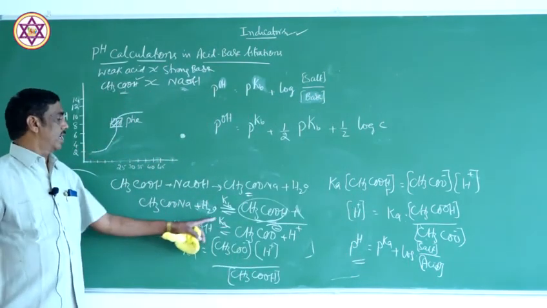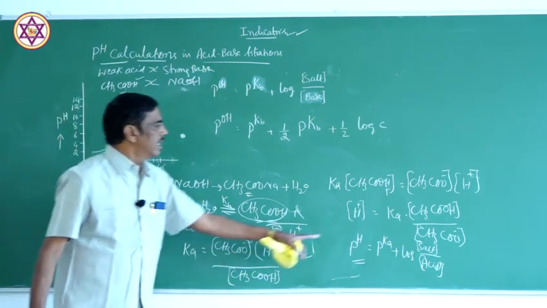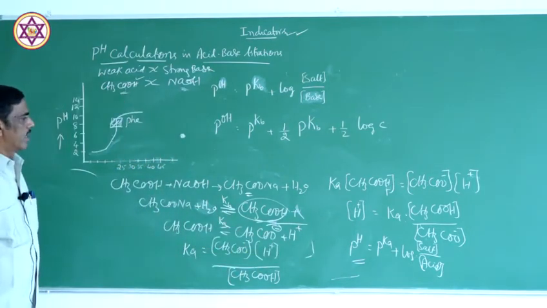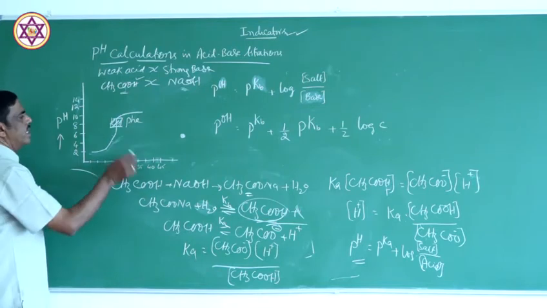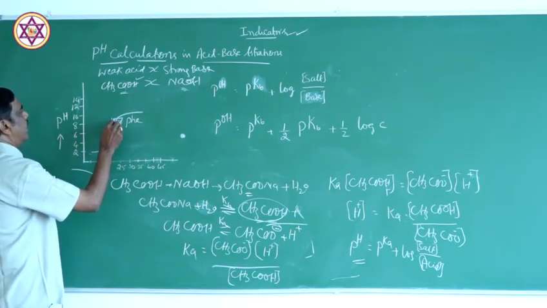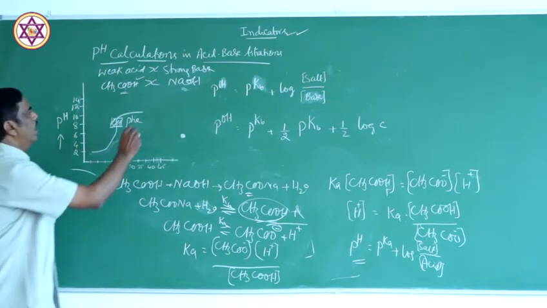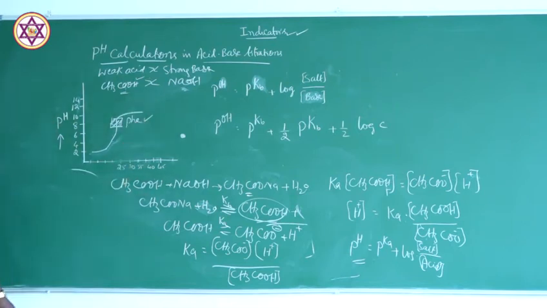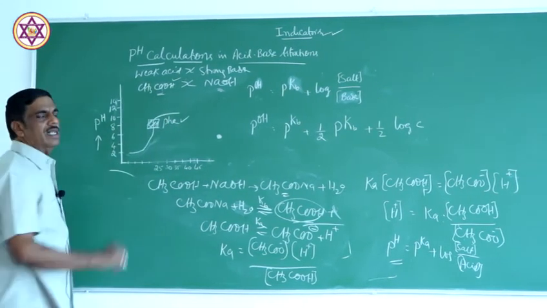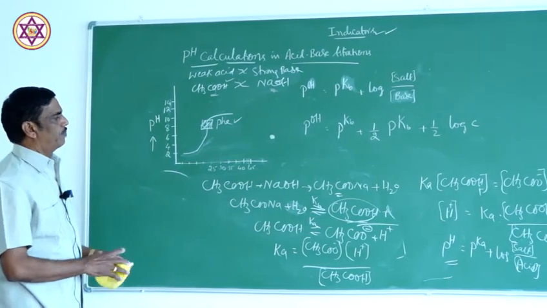In case of weak acid, we can calculate the pH of the titration. So the pH range in this titration is between 8 and 10. Therefore, you have to use phenolphthalein indicator in case of a weak acid, strong base titration.